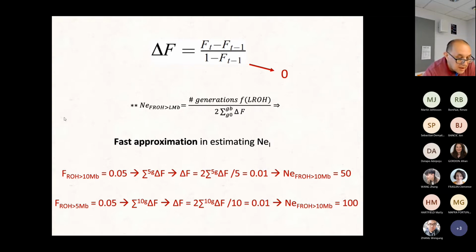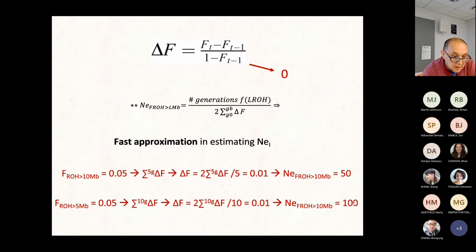For example, if I get runs of homozygosity bigger than 10 megabases at 0.05, I can say accumulation over 5 generations leads me to 0.01 multiplied, and very soon I come to an effective population size of about 50. If I get accumulation of 0.05 in runs that are 5 megabases, I get, according to this, an effective population size of about 100.